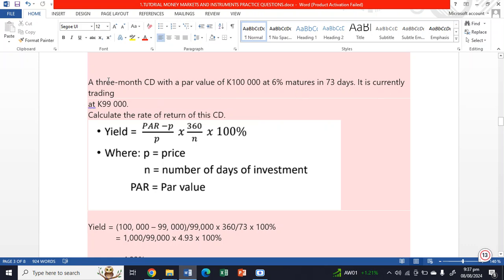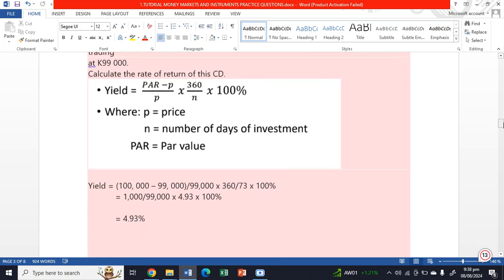So, a 3-month certificate of deposit with a par value of 100,000 at 6% matures in 73 days. It is currently trading at 99,000. Calculate the rate of return of this CD. So the rate of return, same as the yield, is the par value minus the price which you pay for it, divided by the price, times 360 divided by the number of days of investment, which is the 73 days. So we just substitute in the formula.